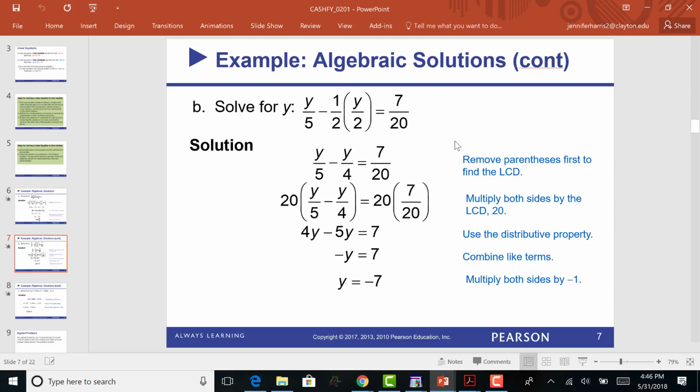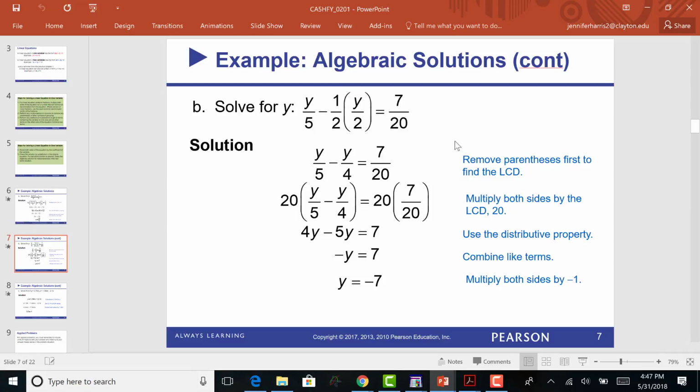What do I multiply 5 by to get 20? 4. What you do on the bottom, you got to do on the top. What do I multiply 4 by to get 20? Alrighty, and does 20 need to be multiplied by anything? No. It's already 20. Then we can wipe out the bottom. Bottom gone. What's left? 4y minus 5y equals 7. Done.